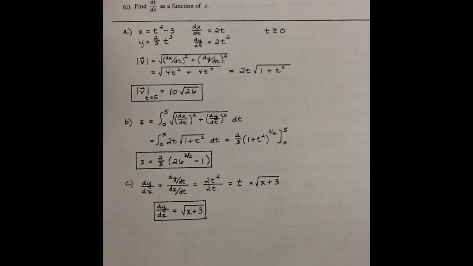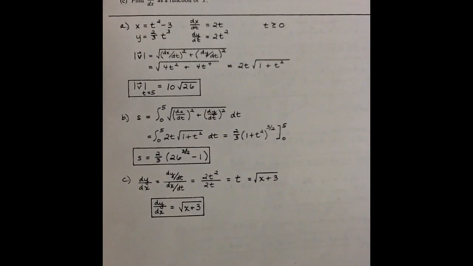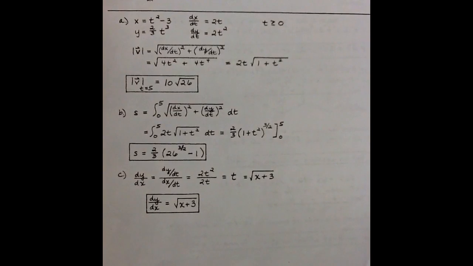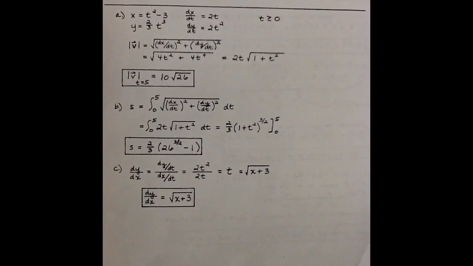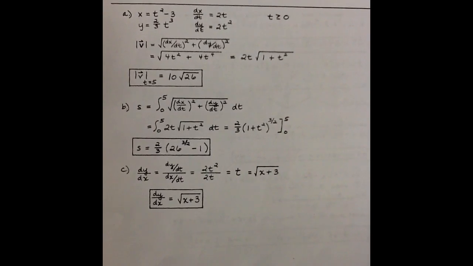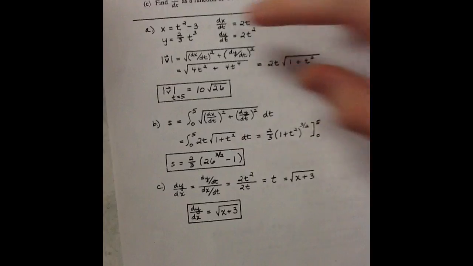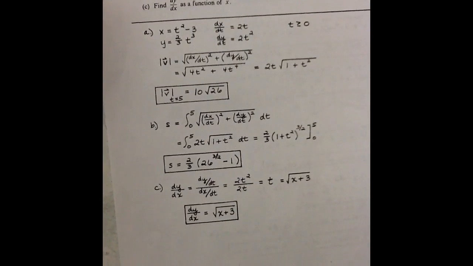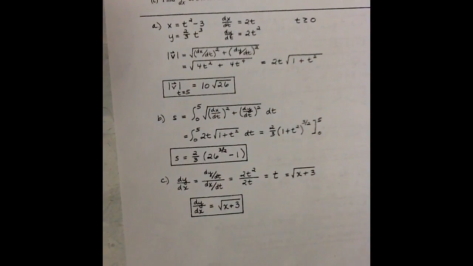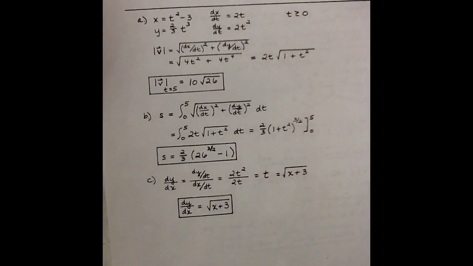The position of the particle at any time t greater than or equal to 0 is given by x of t equals t squared minus 3, and y of t equals 2/3 t cubed. Part A wants us to find the magnitude of the velocity vector at t equals 5. For now, we're not going to look at the t equals 5. So we're given the x and the y. Now we have to find the dx dt and dy dt. So you get 2t and 2t squared.